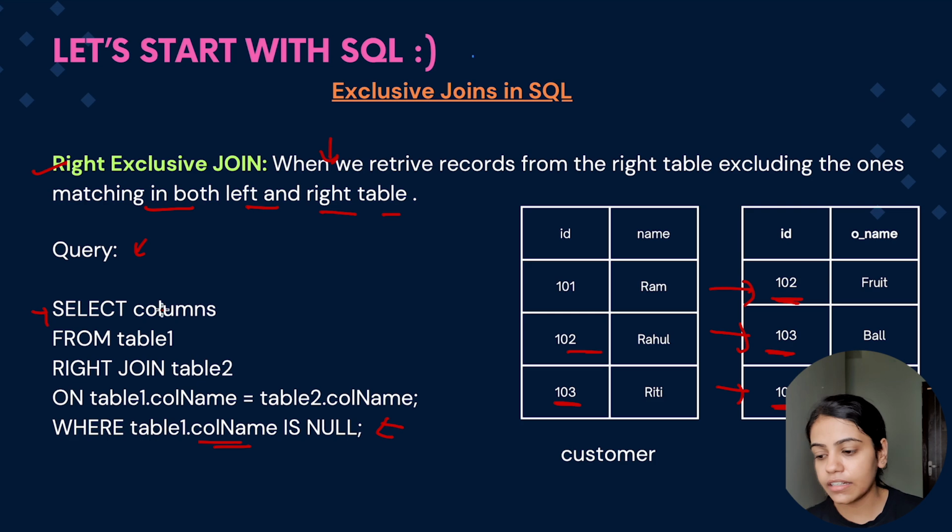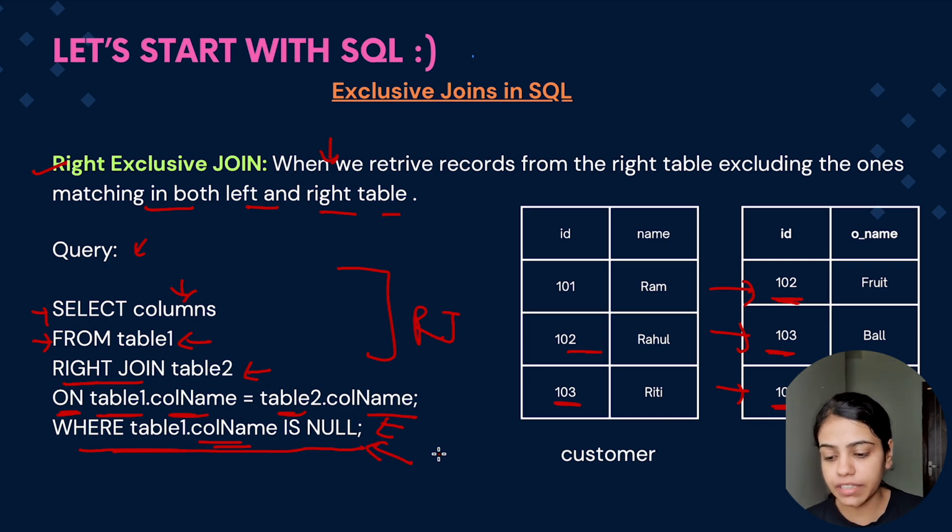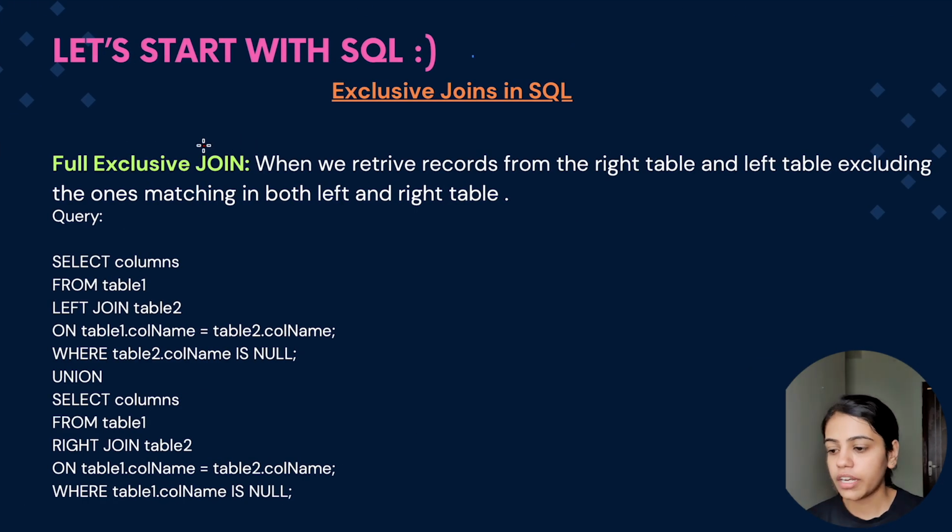That is why we have provided the condition table1.column name is null. So the query is select, then we provide columns, then from, then the left table name, then the right join keyword, then the right table name, then the join condition on table1.column name equal to table2.column name, and then this where clause which will help eliminate the matching rows between these two tables. Now in the full exclusive join, we retrieve records from the right table and the left table, excluding the ones matching in both, and we get the full exclusive join.